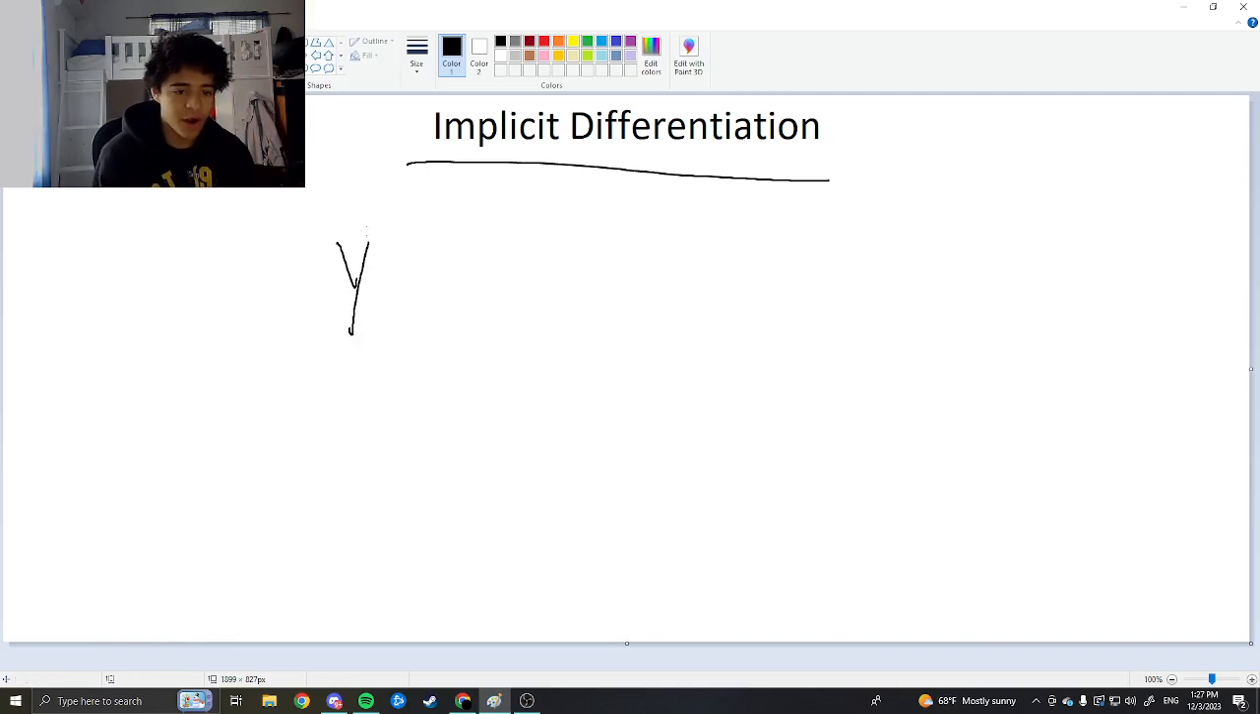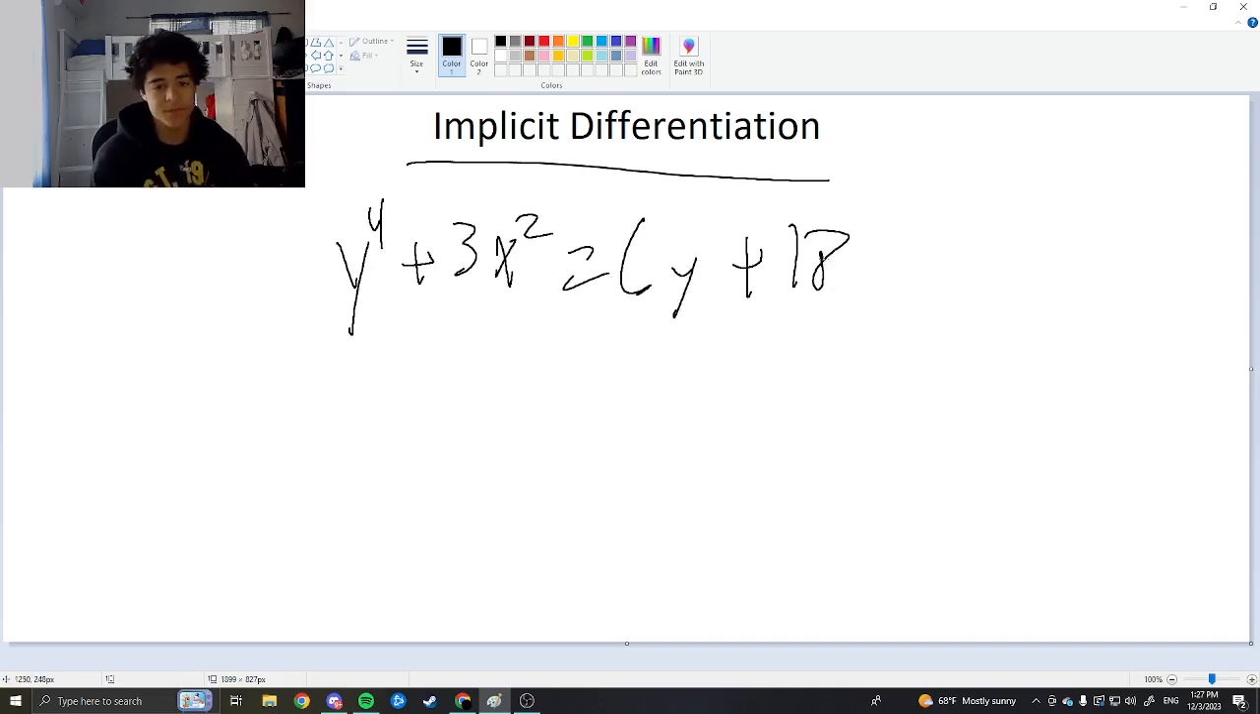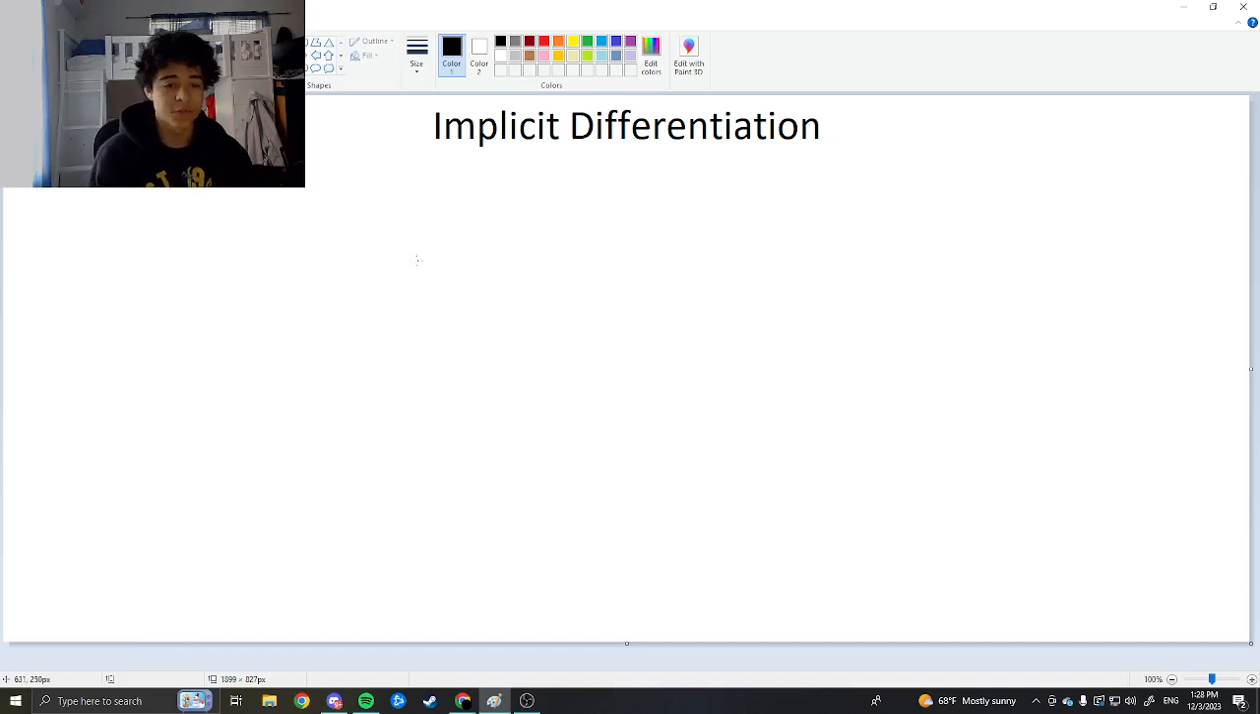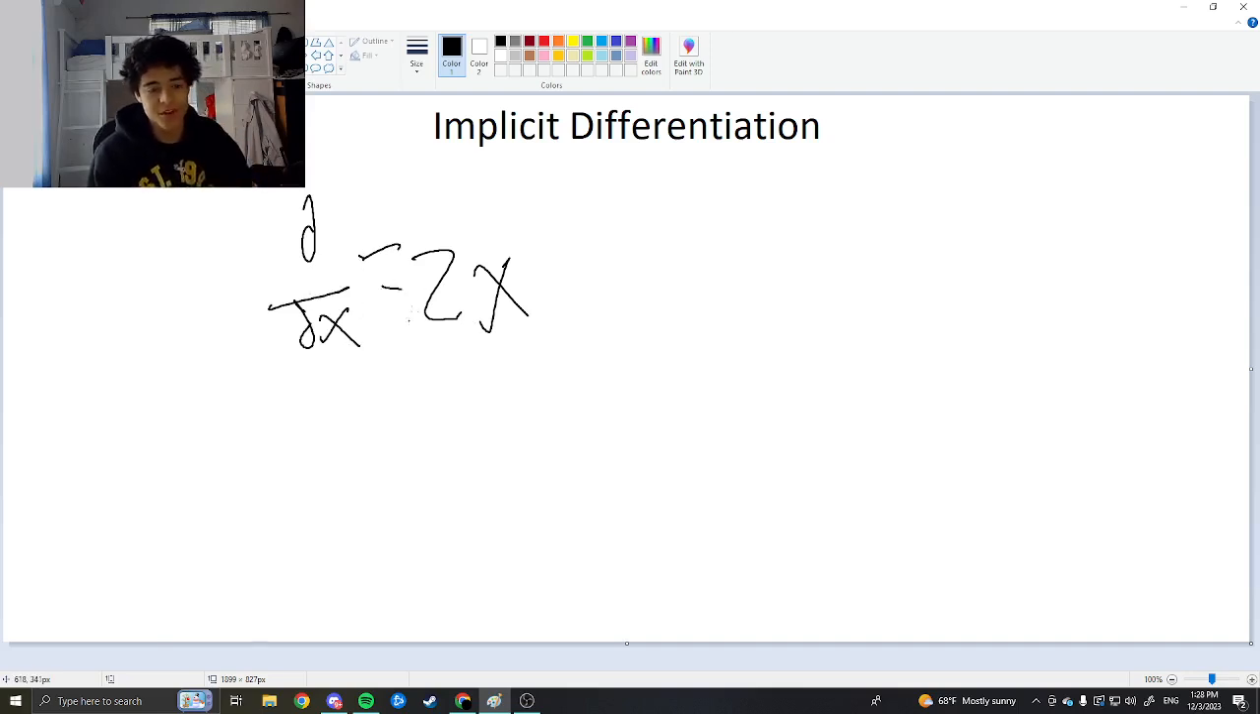So if you have y to the fourth plus 3x squared equals 6y plus 18, and you had to derive this and find dy over dx, and dy over dx is the derivative. When you derive x values, for example 2x, d over dx is what you're applying to it. If you derive this, you get 2. And that's it, because this is in respect to x.